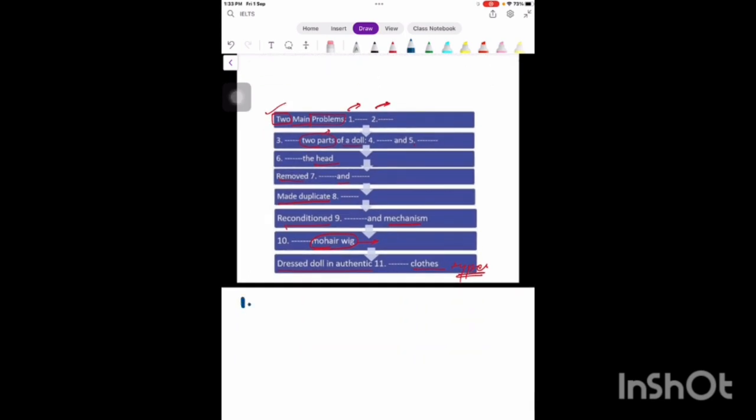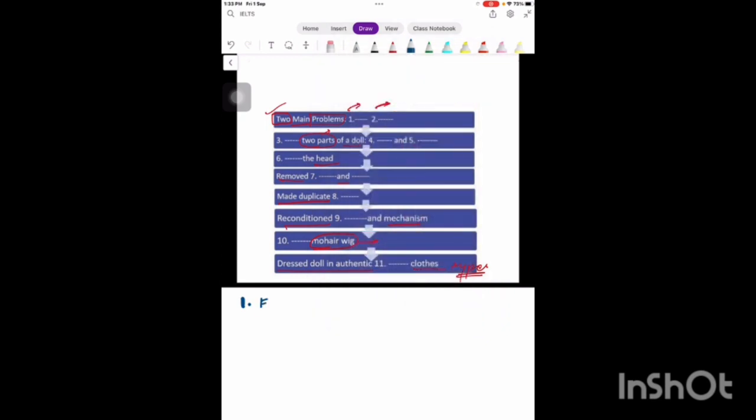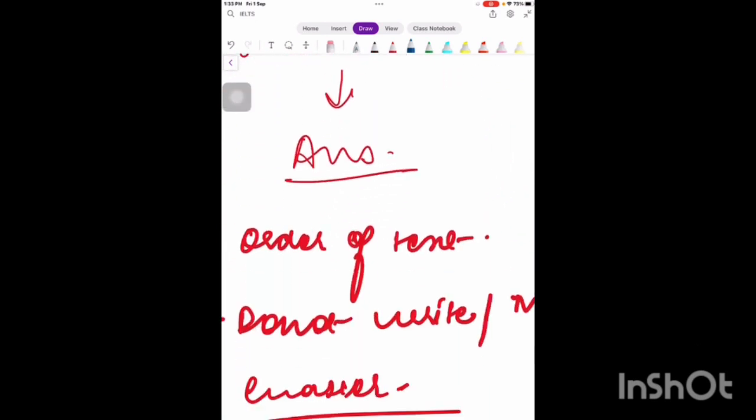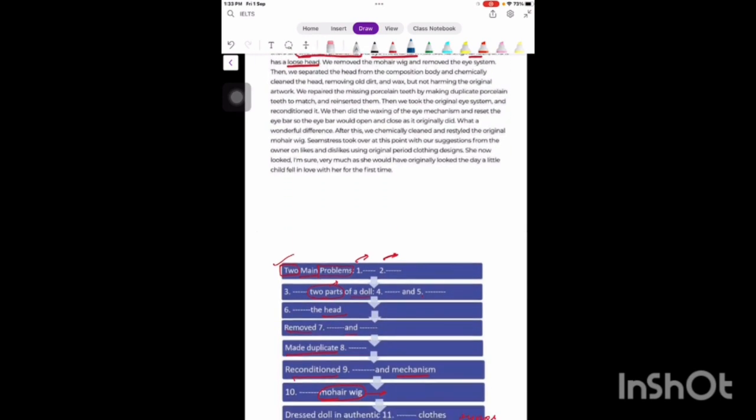First answer is eye mechanism, and third is loose head. So this is pretty easy. All you have to do is be attentive and follow the strategy: read the instructions, highlight the keywords in the questions, skim and scan the text, and you'll find the answers. Now the next is two parts of a doll, dash and dash. Let's look for the words two parts of a doll.